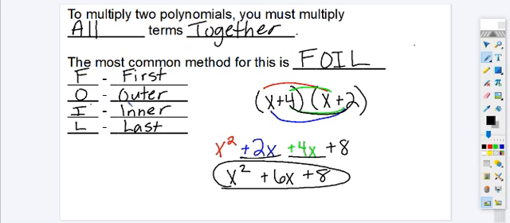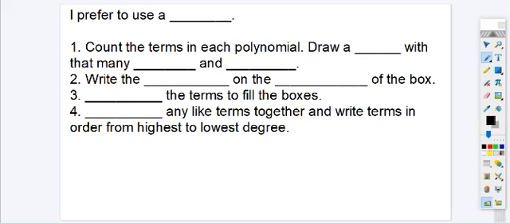If you're not done writing these notes down or writing this example down, you can pause the video and get it and then continue on to the next one. So the box is what I'm going to call this next method. I don't know that it actually has a name. I don't know that other people actually use it, but it works for me, and so that's what I go with. So I prefer to use a box for multiplying polynomials. Here's how you do that.